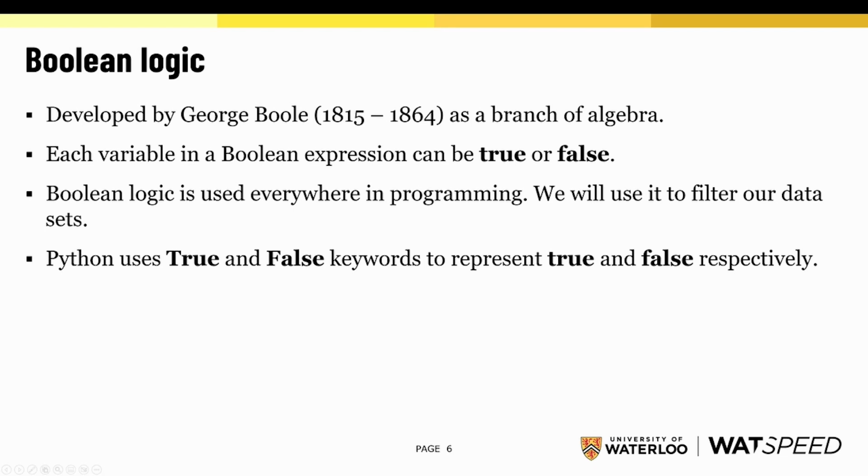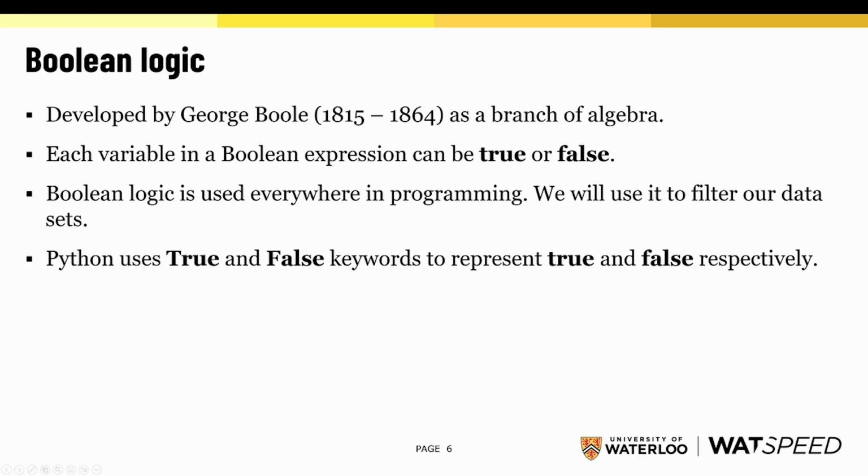Boolean logic was developed by George Boole as a branch of algebra sometime in the 1800s. And in a Boolean expression, you have either true or false. So Boolean logic is used almost everywhere in programming, and we're going to use it to filter our data sets. And in order to represent true and false in Python, we use an uppercase T, R-U-E, and an uppercase F, A-L-S-E, to represent the values True and False.